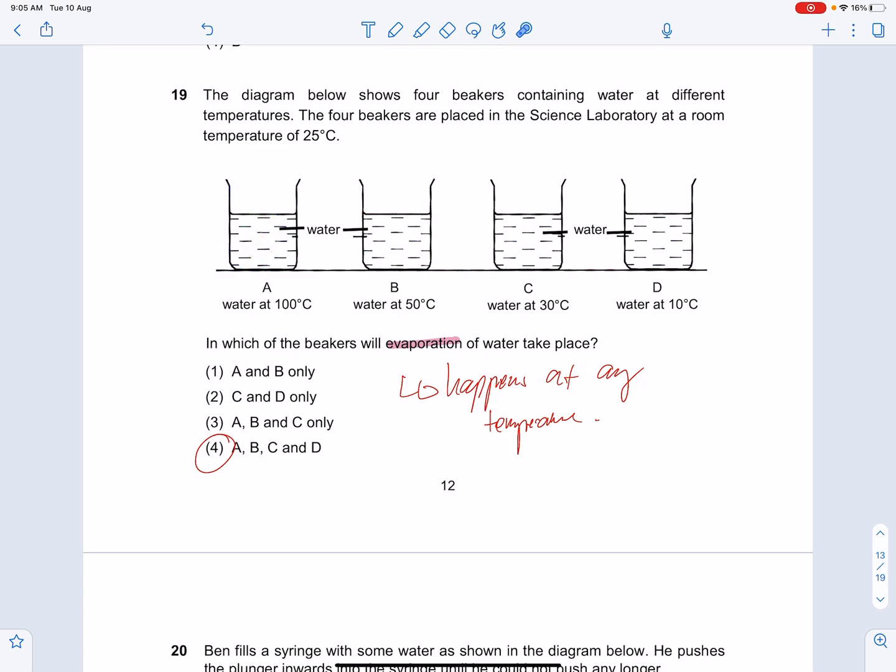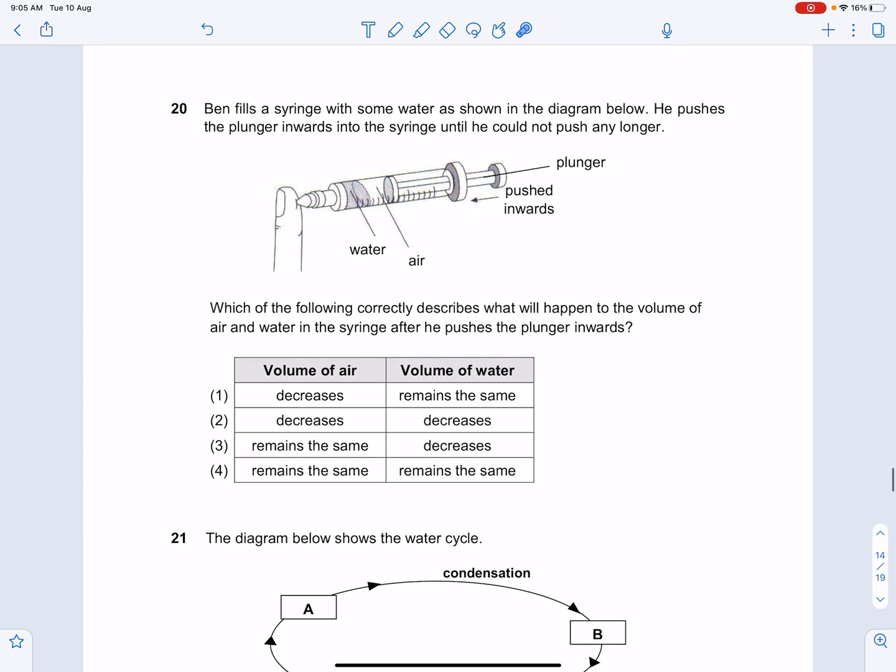All right, question 20. Okay, Ben fills a syringe with some water as shown in the diagram below. He pushes the plunger inwards until he could not push any further. Which of the following correctly describes what will happen to the volume of air and water in the syringe after he pushes the plunger inwards? Now, this is a very, very common question. So right off the top, they're trying to test you on the properties of various states of matter.